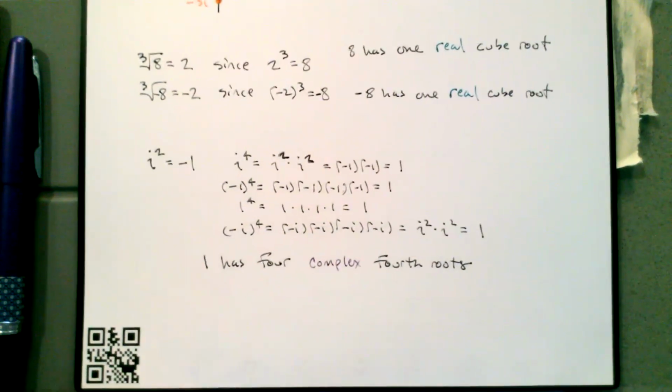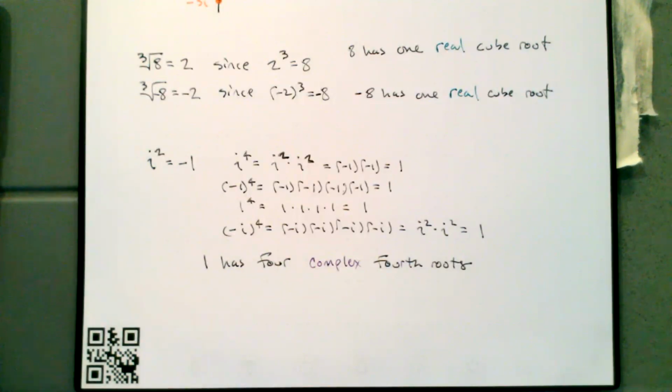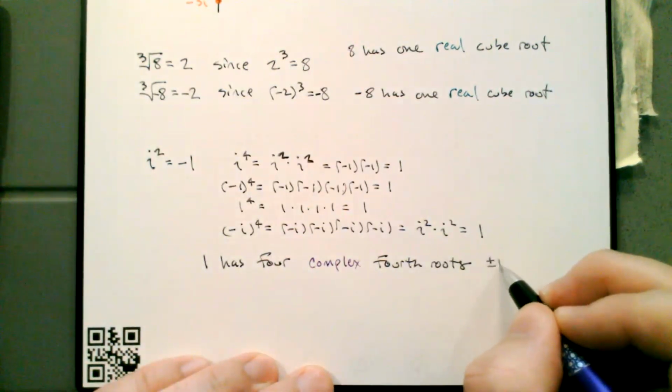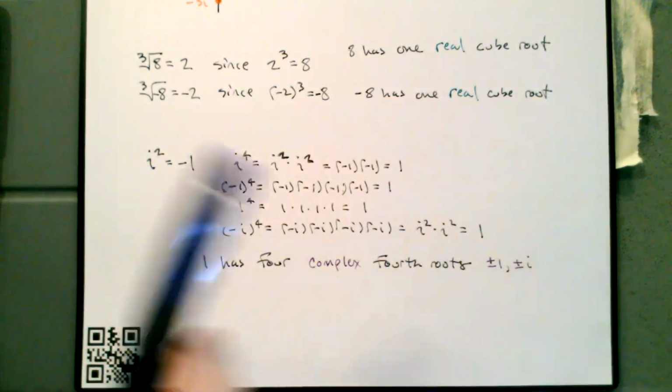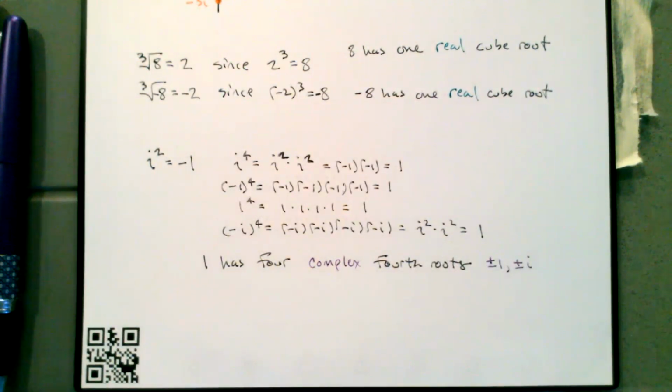The number 1 has 4 complex fourth roots. Here are 4 numbers. When we raise them to the fourth power, we get 1. Plus or minus 1, plus or minus i. Four different fourth roots. 2 of them happen to be real. 2 of them are pure imaginary, but there are 4 complex roots. Any questions?